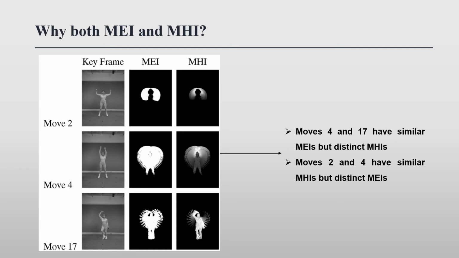Similarly, for move 2 and move 4, they have similar motion history images, but motion energy images are distinct. This helps in good recognition of the movement and results in fewer errors in the appropriate recognition of the particular movement.